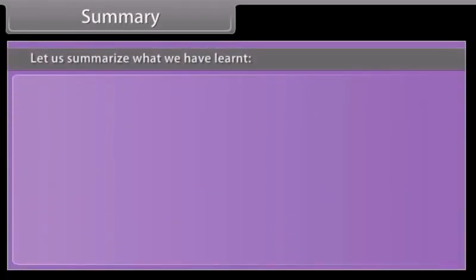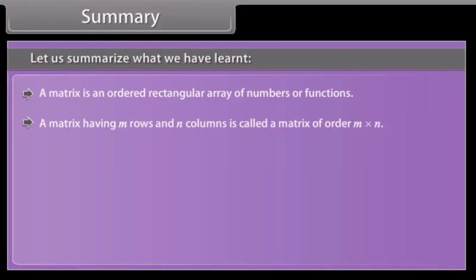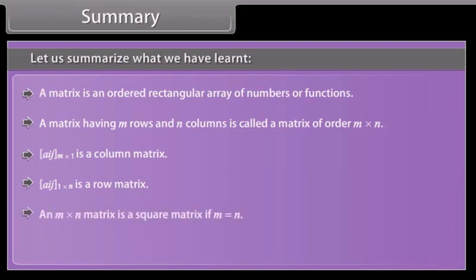Summary. Let us summarize what we have learnt. A matrix is an ordered rectangular array of numbers or functions. A matrix having m rows and n columns is called a matrix of order m by n. A = [aij] m by 1 is a column matrix. A = [aij] 1 by n is a row matrix. An m by n matrix is a square matrix if m is equal to n.